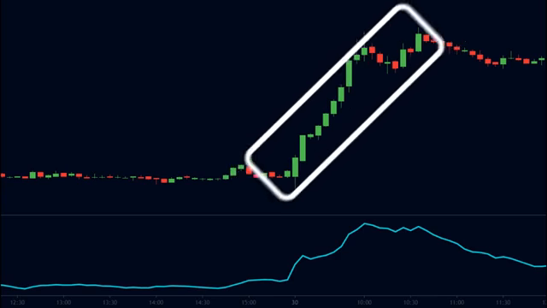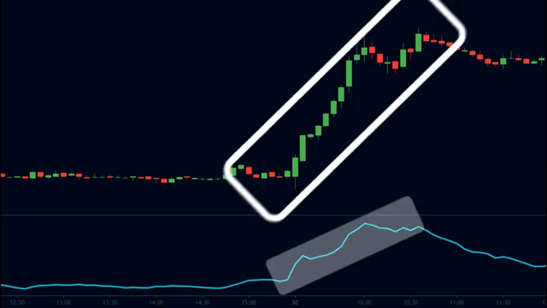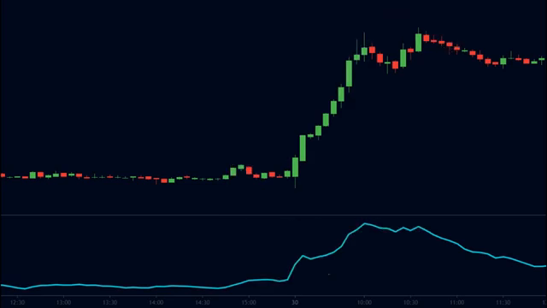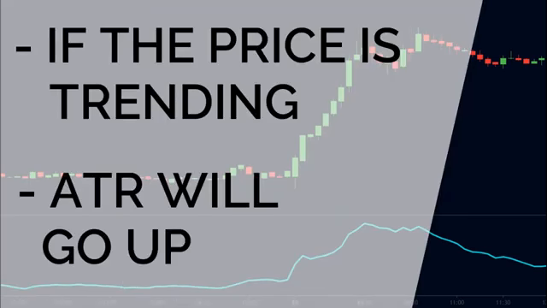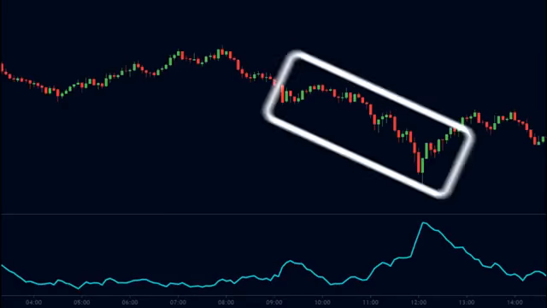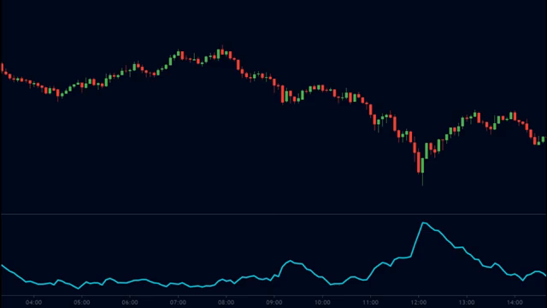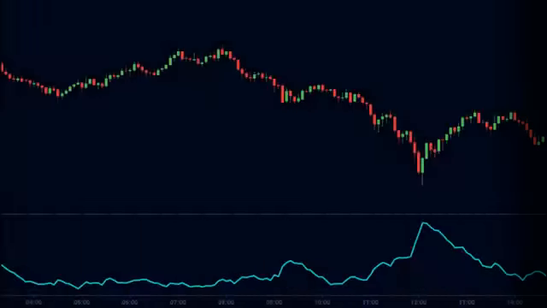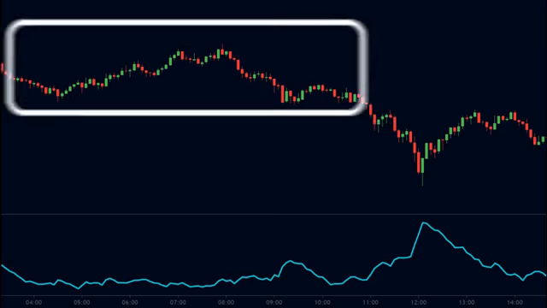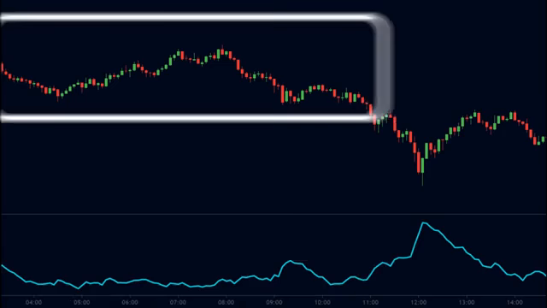When the market is in a strong trend, the ATR will keep on rising and show high value. It doesn't matter if the price is trending up or down. If the price is trending, the ATR will go up. Even in a strong downtrend, the ATR will go up. Hence, we can say that the ATR is a trend-neutral indicator. When the market is in a sideways and choppy area, the ATR will fall and decrease.